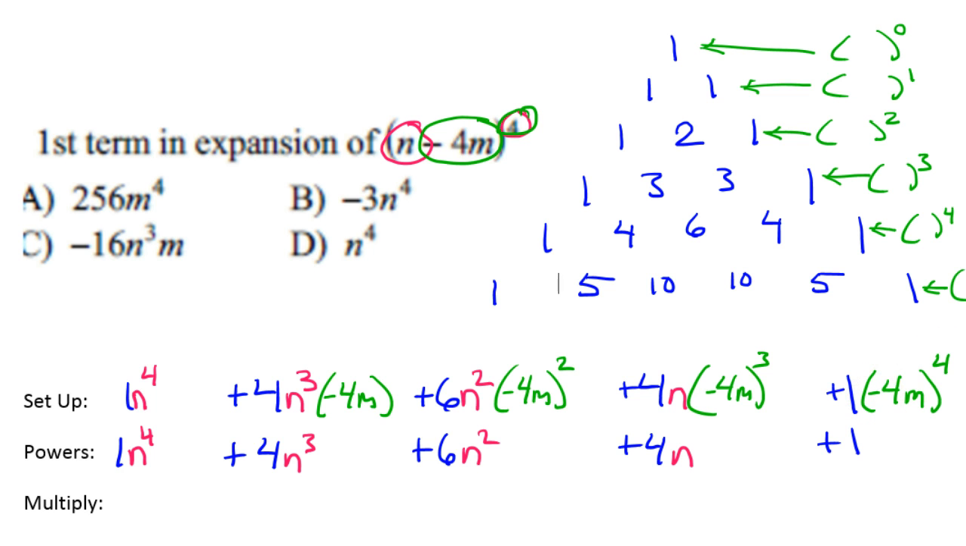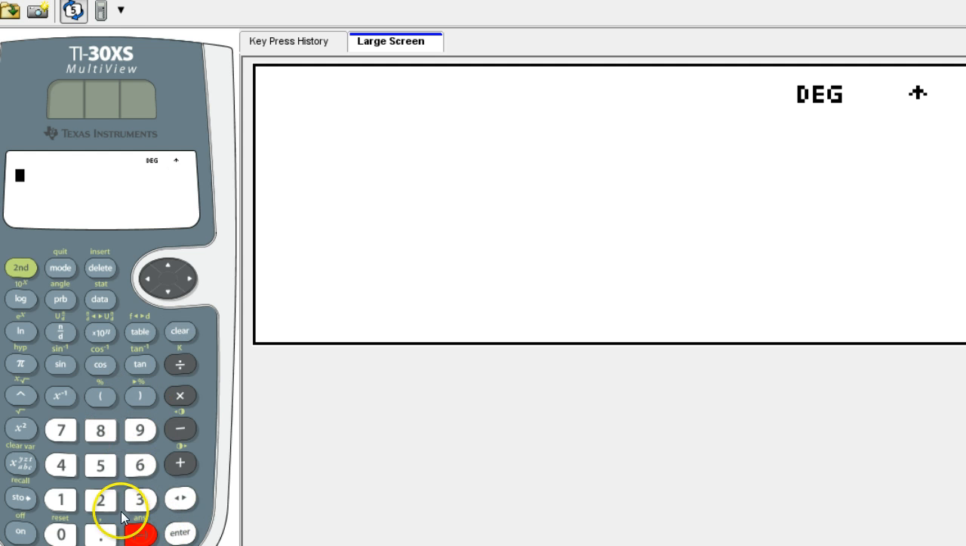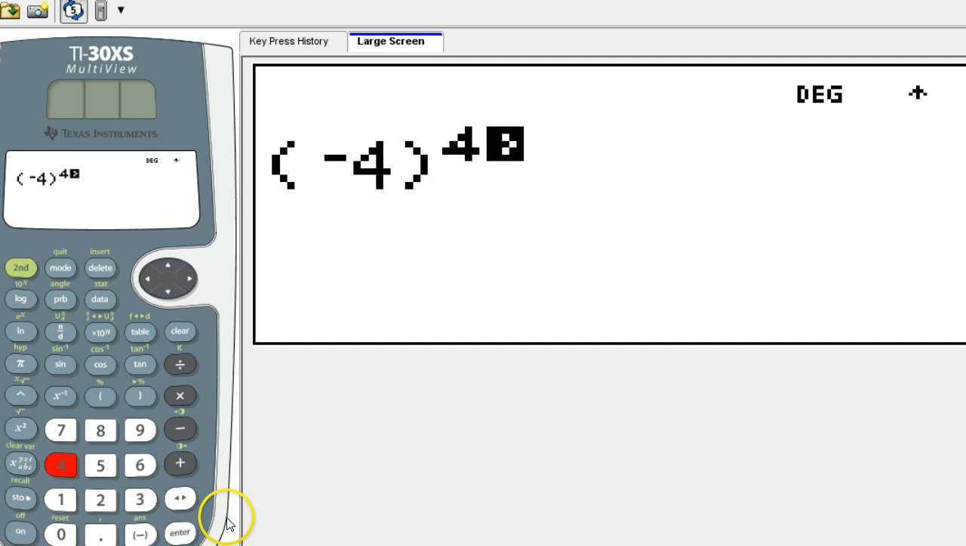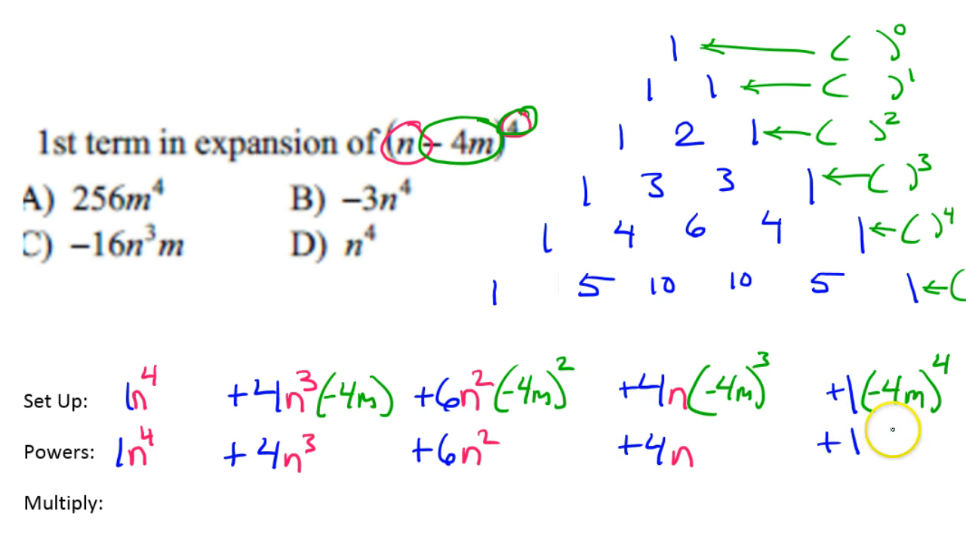Now 4 to the fourth power, or I guess I might as well just say negative 4 to the fourth power. If I'm going to trust my calculator to do these powers, I need to put in parentheses. But I know that if I do an even power, it's going to be positive. I think it's 256. Okay, so positive 256. So I'm going to get 256 m to the fourth power.